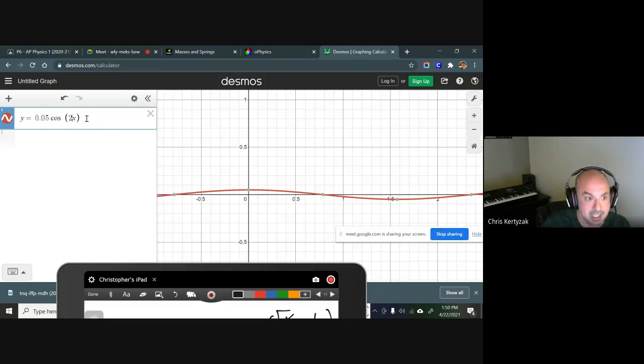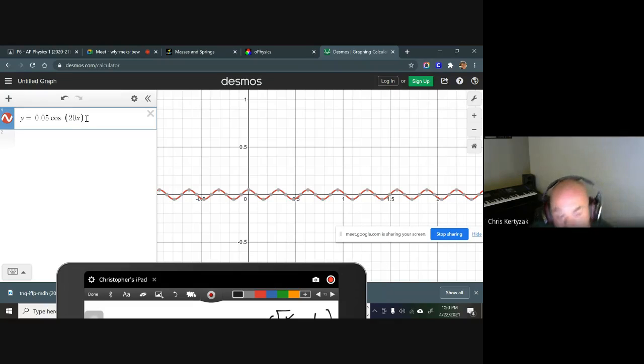But if I put the number 10 in here instead of 2, let's see what happens, or number 20, let's say. Oh, see that? This is now a high frequency oscillation. See how it's zoom, zoom, zoom, going through its oscillations very rapidly.